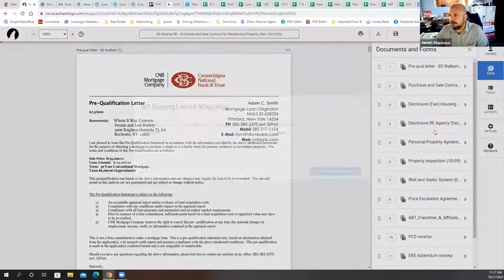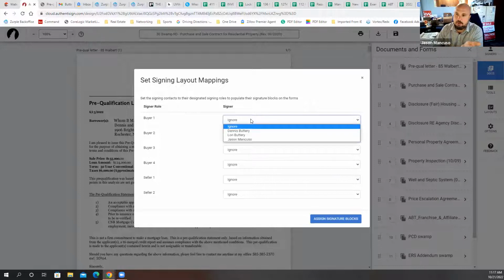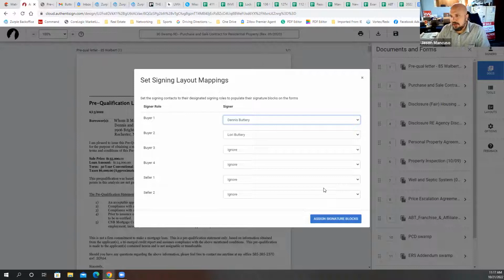So now, okay, this is good too. Make sure that your buyers are on here, because this will populate their signatures wherever there's a templated form, meaning as long as it's not a PDF, it'll insert their signature where it needs to be, which is nice. So if you don't have Dennis here as buyer one, it's not going to be there. As soon as you put him there, he's going to be in all the spots that you need him to be in. So assigned signature blocks.